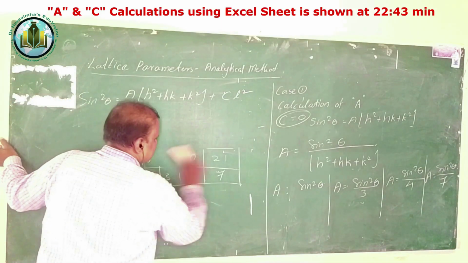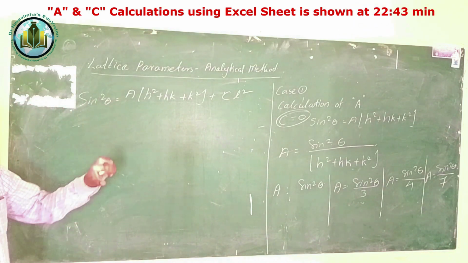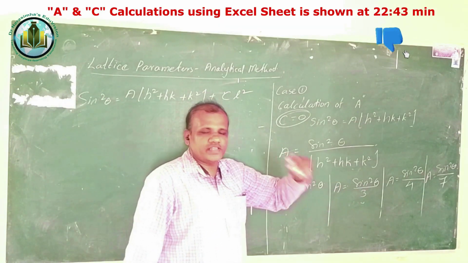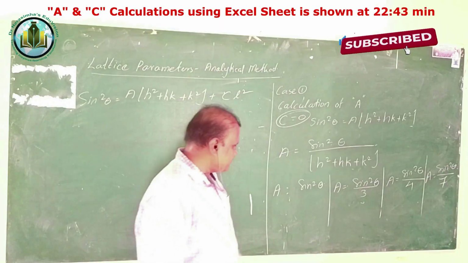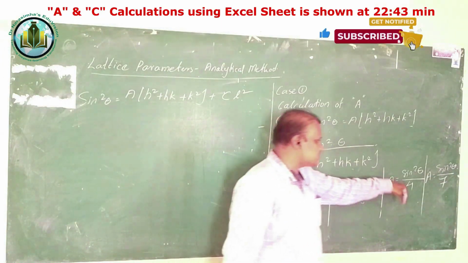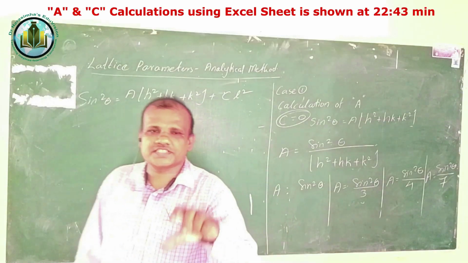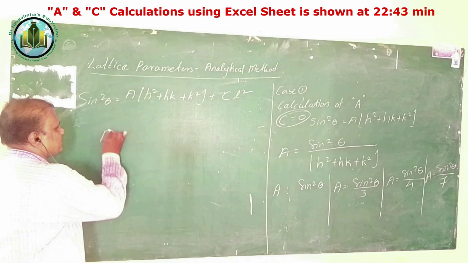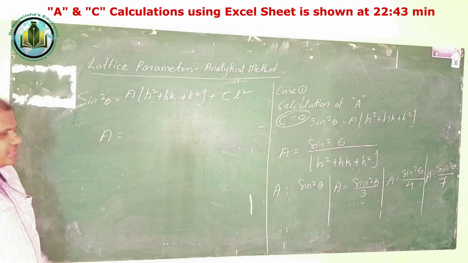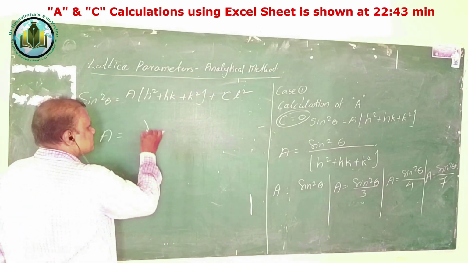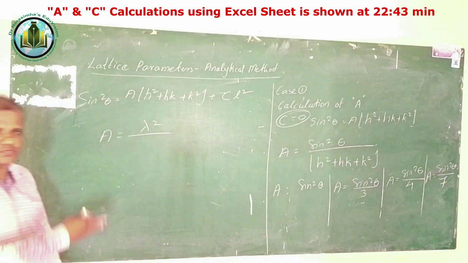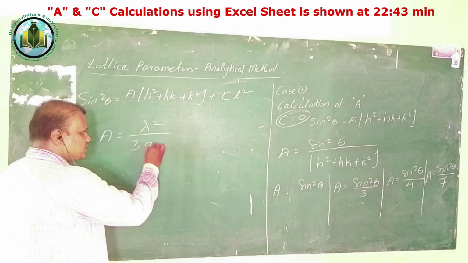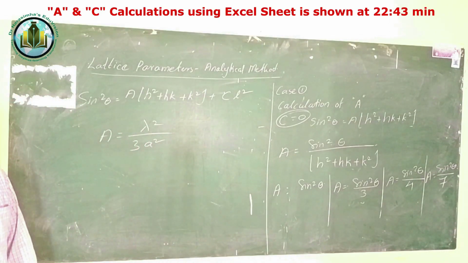From that Excel sheet, you will get some numerical values which are repeatedly appearing in these columns. There is a particular constant that will appear in this column, this column, and this column. So you have to search for the value which is repeatedly appearing in these columns, and that value you represent as capital A. If capital A is known, then you can substitute lambda, most commonly 1.54056 angstrom, divided by 3, which is a constant, so you can calculate the lattice parameter A.